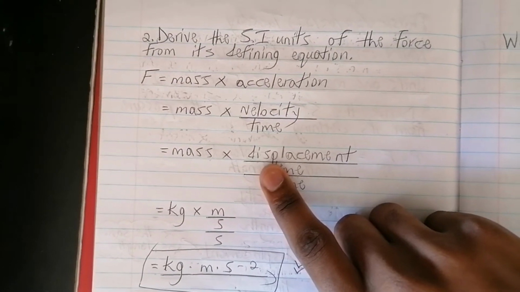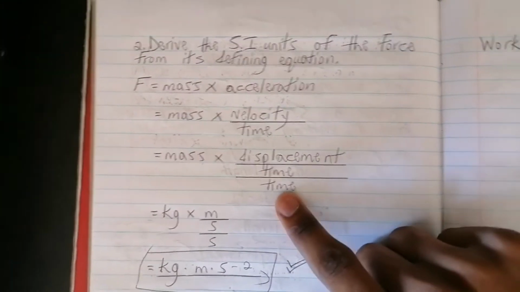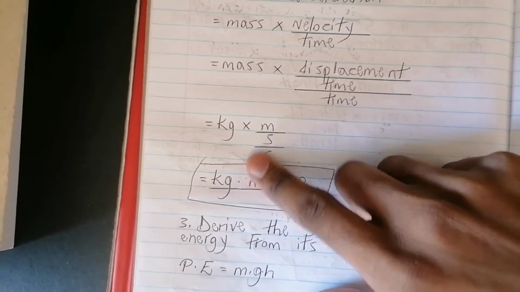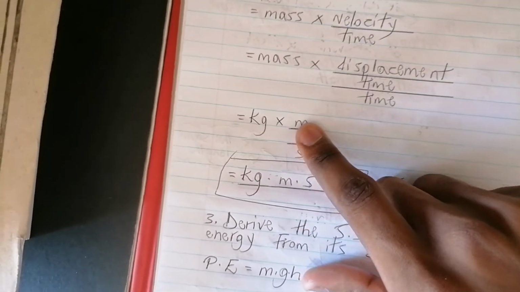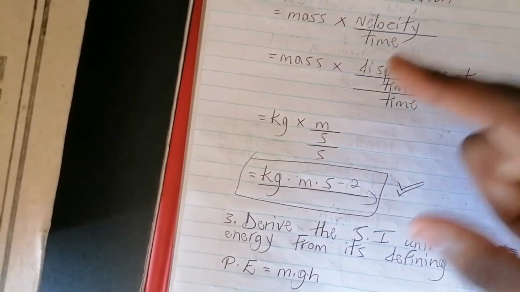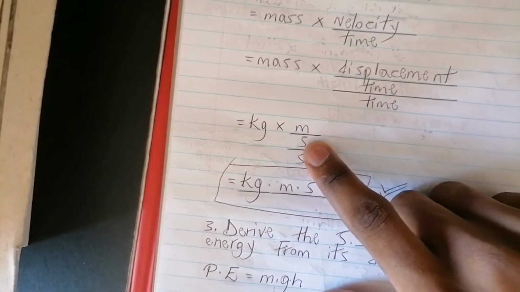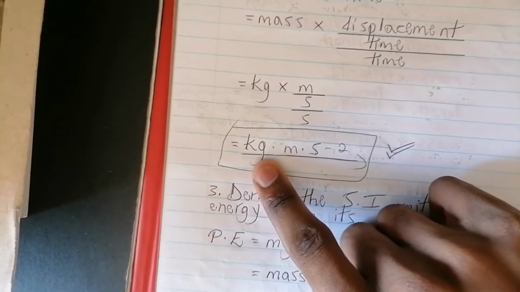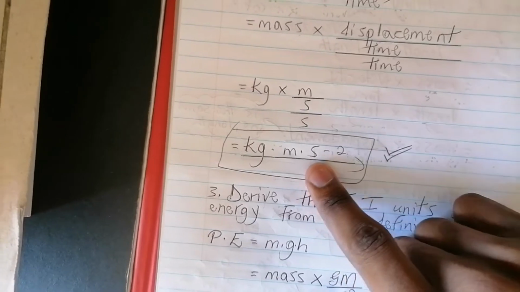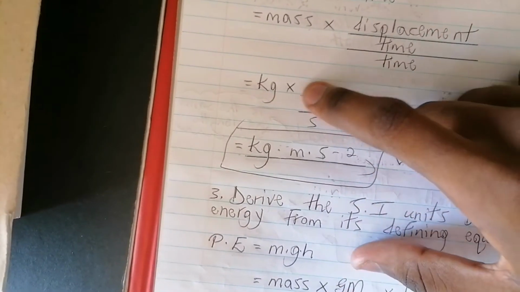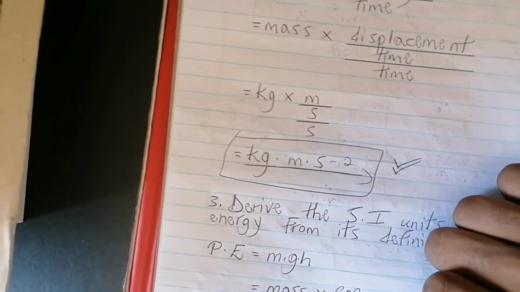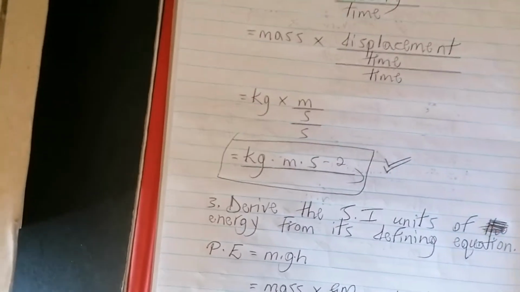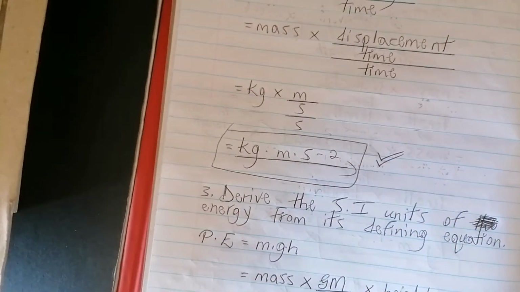Breaking velocity apart, we get displacement divided by time, all over divided by time. Now we represent them in their SI units. Mass, kilograms, displacement, meter, time, second, so it's kilograms multiplied by meter divided by second. In a simplified linear form, we get kilogram multiplied by meter multiplied by second to the exponent of -2, because we took these 2 seconds and put them in the numerator, whereas they were in the denominator. Now putting them in the numerator, we have a negative exponent.